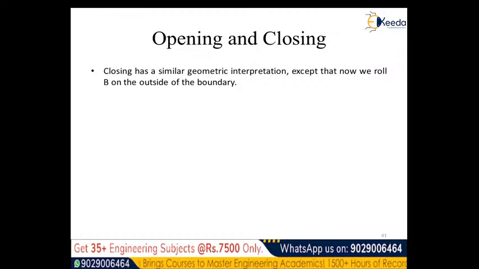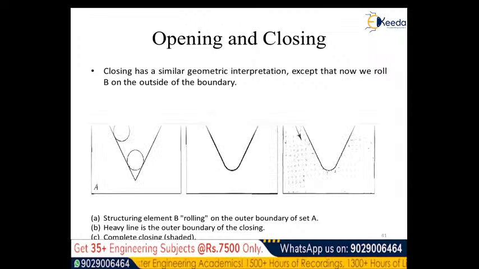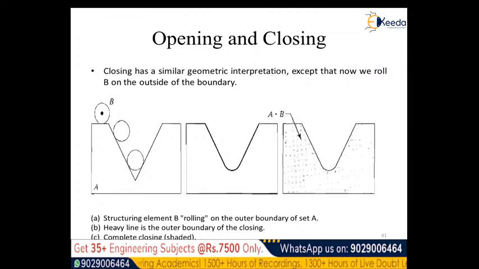For the closing operation, a similar kind of geometric interpretation we need to make, and here you see this is the image plane capital A and this is the structuring element B. In these two examples, the structuring element shape is selected to be circular. So here the structuring element B is rolled onto the outer boundary of A, whereas it was onto the inner boundary of A in the case of opening.